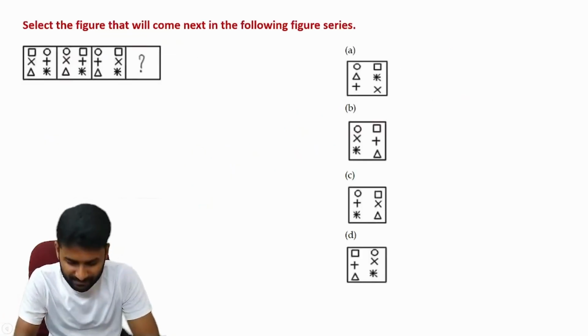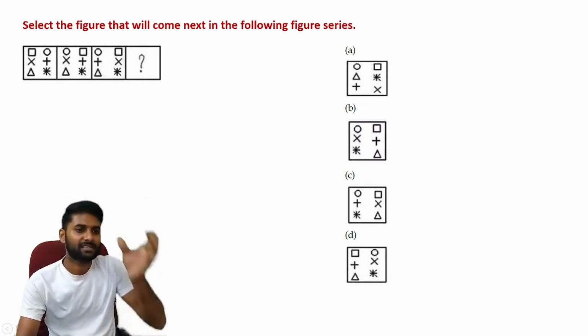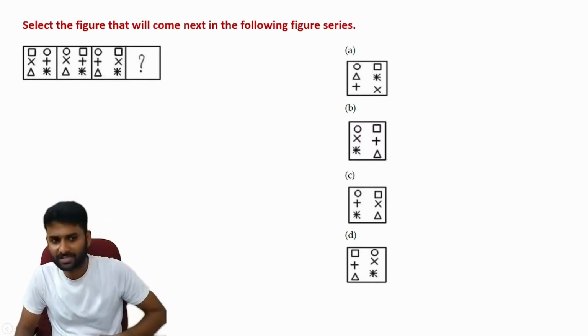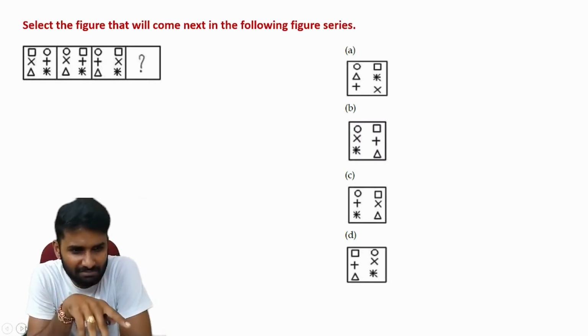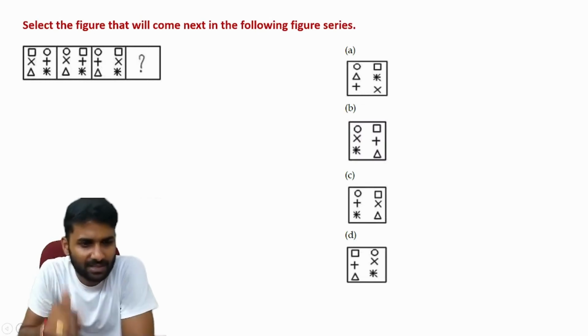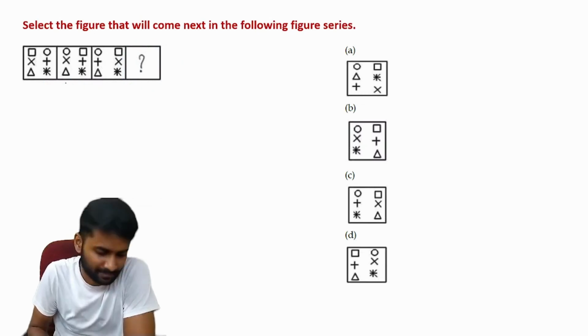Try to solve this question. Guys, select the figure that will come next in the following series. If you observe that in these three boxes, you can see the repetition. The same objects are repeated in another one. So if you observe the sequence, which one should replace the question mark out of these four options?